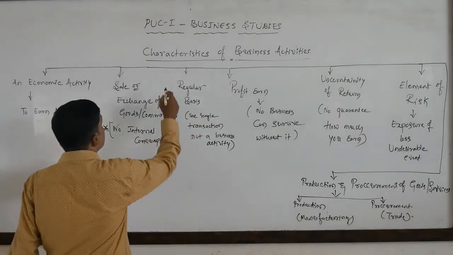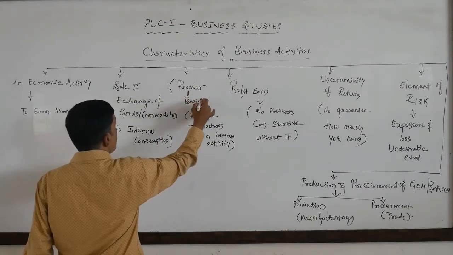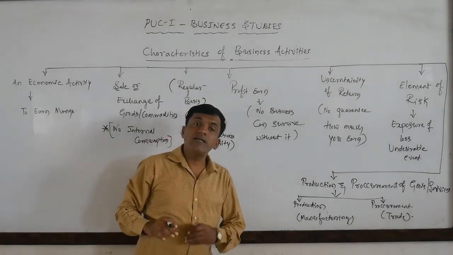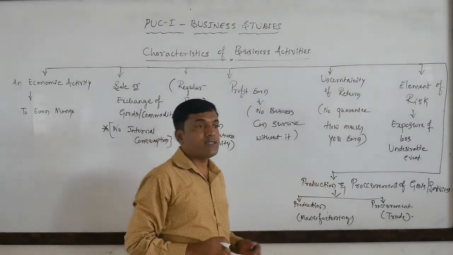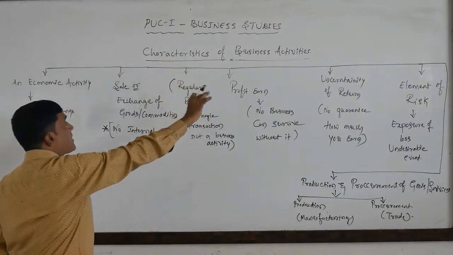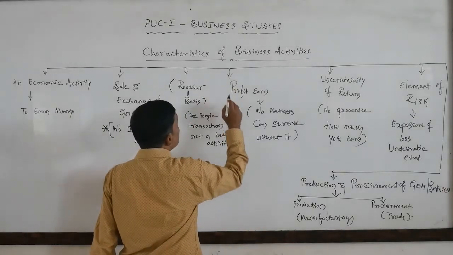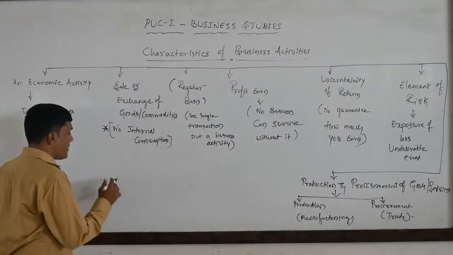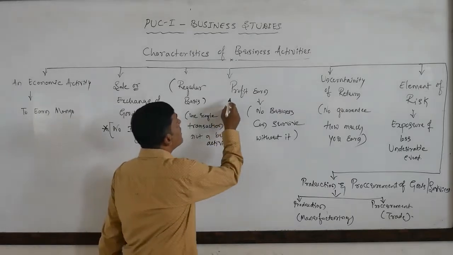Dear students, a business activity should be on a regular basis with the intention of earning income. Here one person sells goods, services or commodities to the needy person, the purchaser. Another very important characteristic is profit earned. Why are we conducting business activity? As I said, the main objective, the main motto of business is to earn a profit.